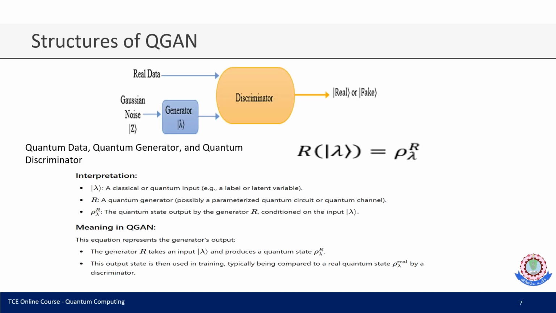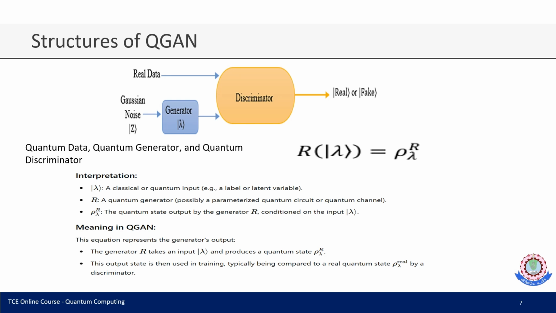Next is the structure of QGAN. There is Gaussian noise, ket z, and the generated ket lambda. Both are applied to the discriminator, and we are also passing the real data. With that, the discriminator can predict whether it is real data or fake data, so ket real or ket fake.